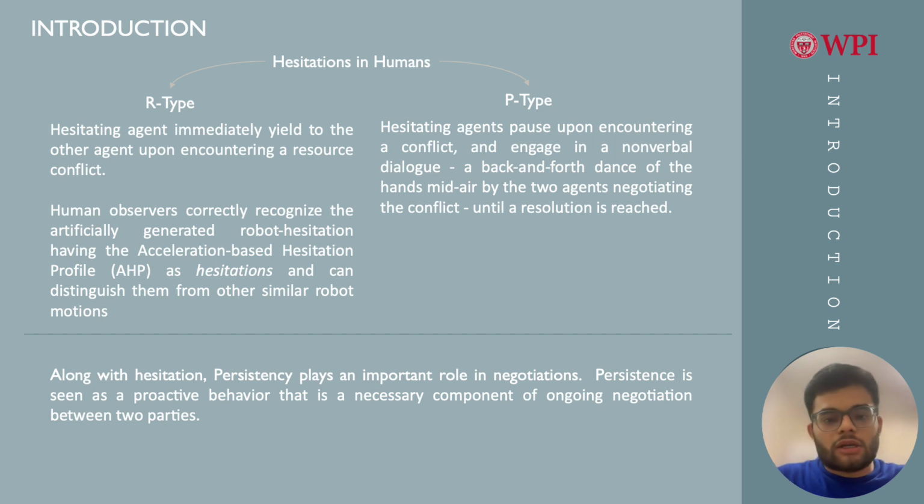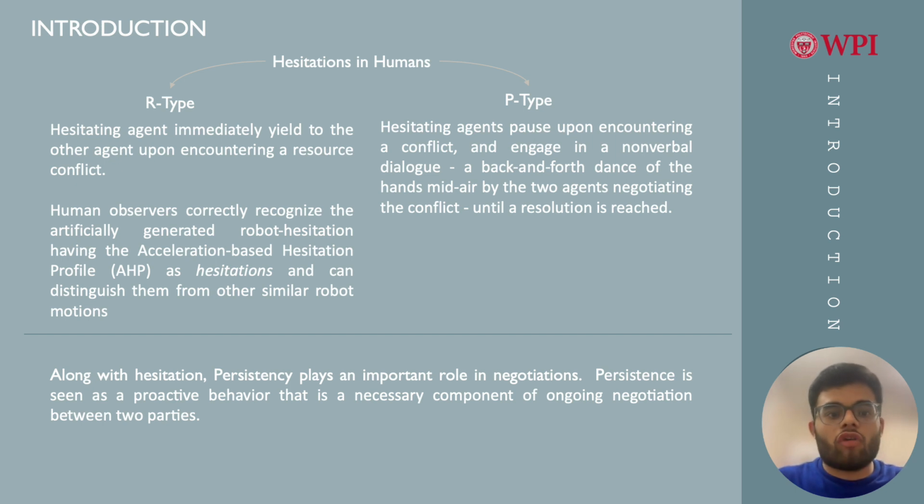Hesitations in humans can be termed as two types, R-type as well as P-type. The R-type hesitation involves the hesitating agent immediately yielding to the other agent upon encountering a resource conflict. This type of hesitation behavior, when applied on a robot, is more recognizable by a human when it is generated artificially using the acceleration based hesitation profile.